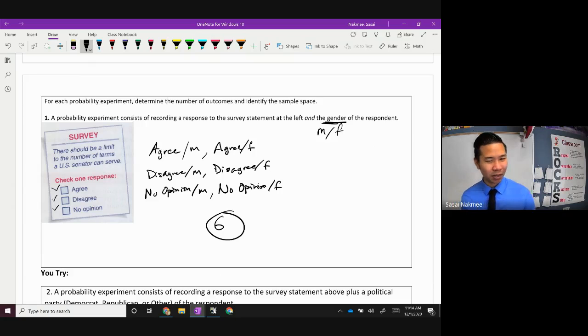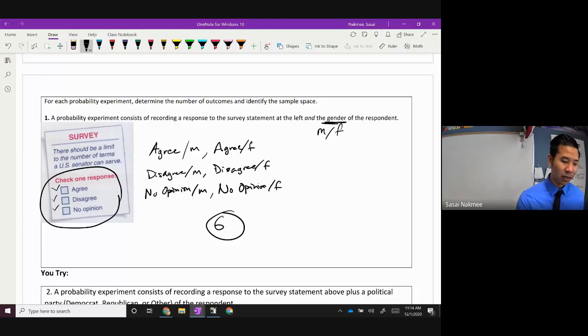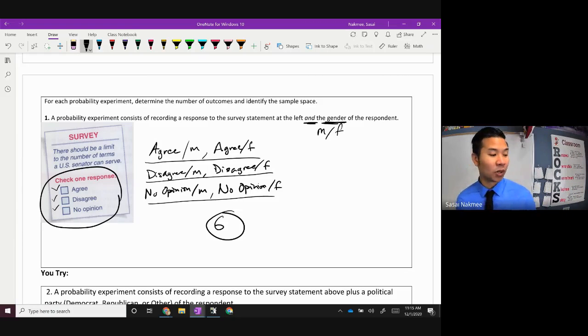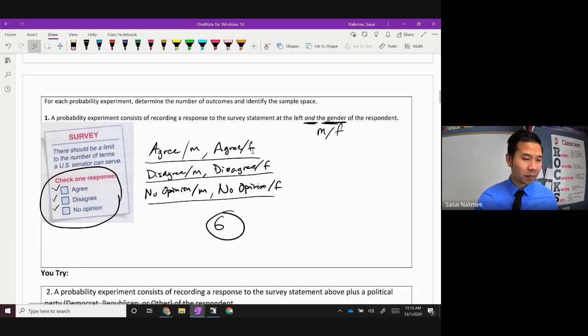That's the part that makes it tricky, right, Lewis? Is it 3 or is it 6? And you're right, there are 3 possible responses. But since we're also recording the gender, I have to see if they agree and they're male or if they agree and they're female. That makes 2 for each of those options. So that makes it out to a total of 6. All right.